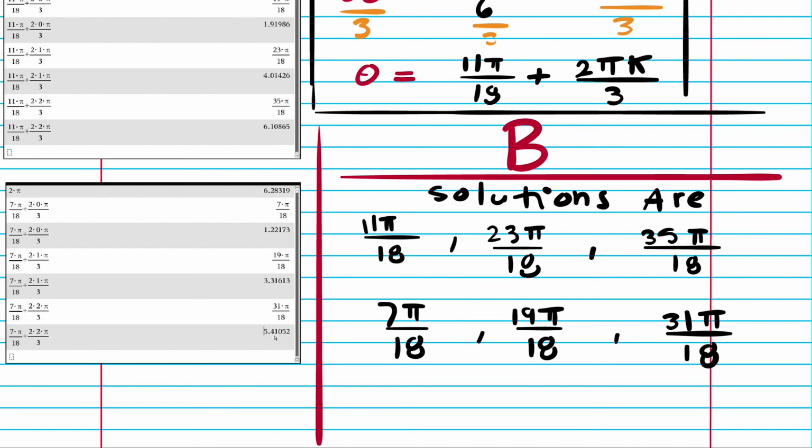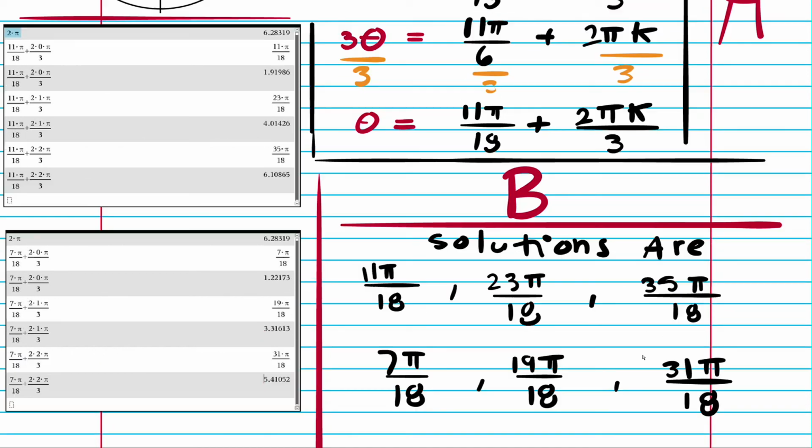So for part B, all the solutions that fall under the 0 to 2 pi would be 11 pi over 18, 23 pi over 18, 35 pi over 18, 7 pi over 18, 19 pi over 18, and 31 pi over 18.